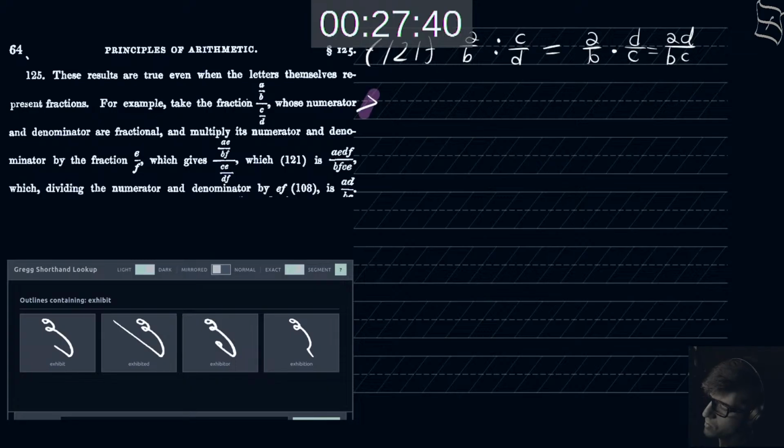I have a feeling this one's going to be a little bit more intensive. So let's go ahead and get it going. So we have 125. These results are true even when the letters themselves represent fractions.